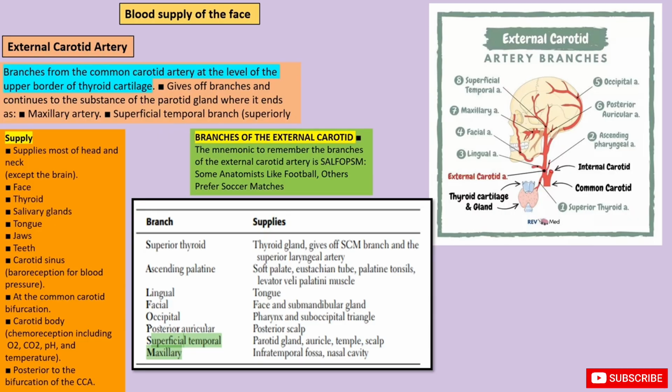Now we are coming to a very important section, that is the blood supply to the face through the external carotid artery. The common carotid artery, at the level of the superior border of the thyroid cartilage, is going to branch into the internal carotid and the external carotid.